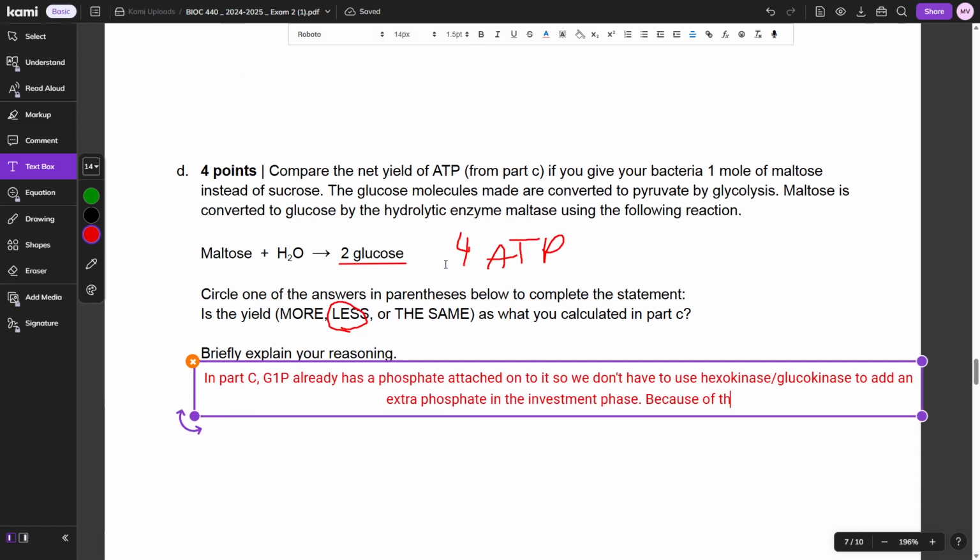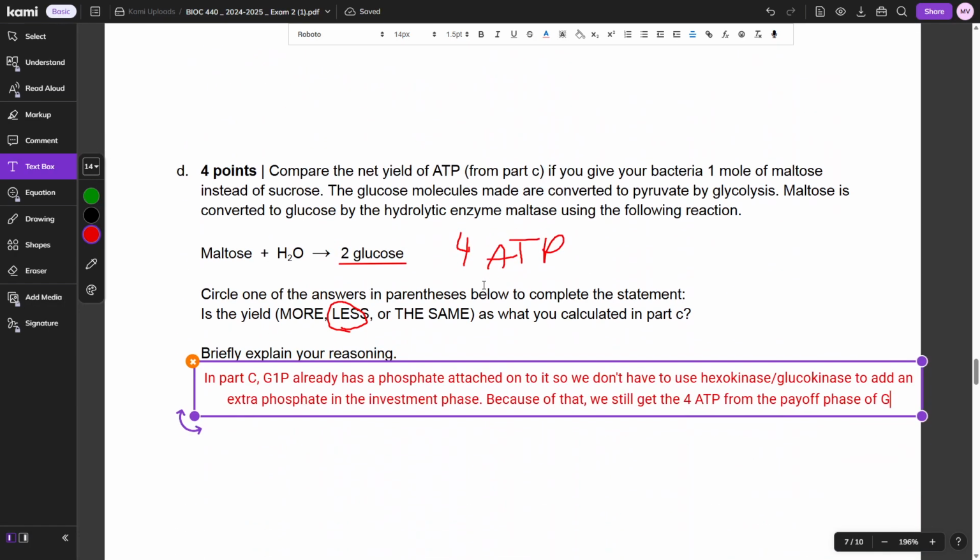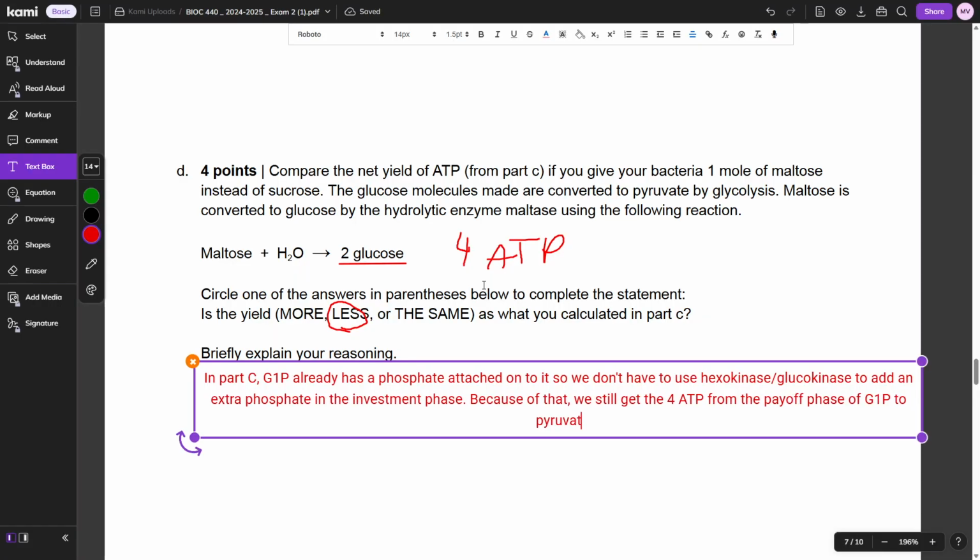Because of that, we still get the 4 ATP from the payoff phase of G1P to pyruvate, but we make 3 net ATP due to not using an extra ATP in the investment phase.